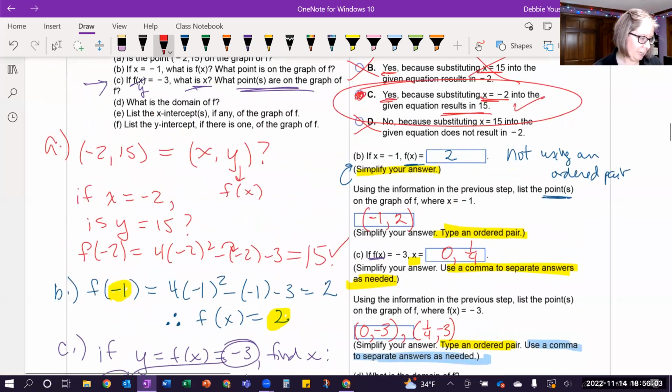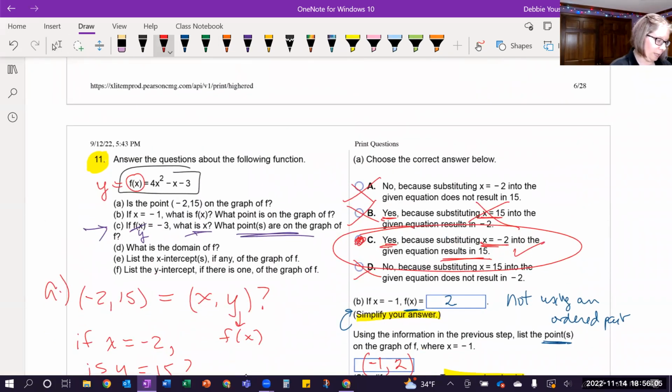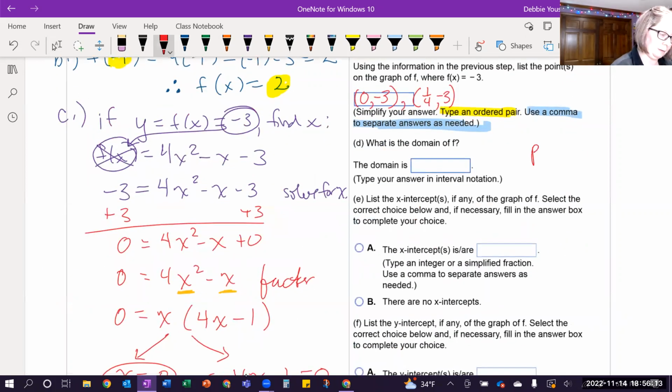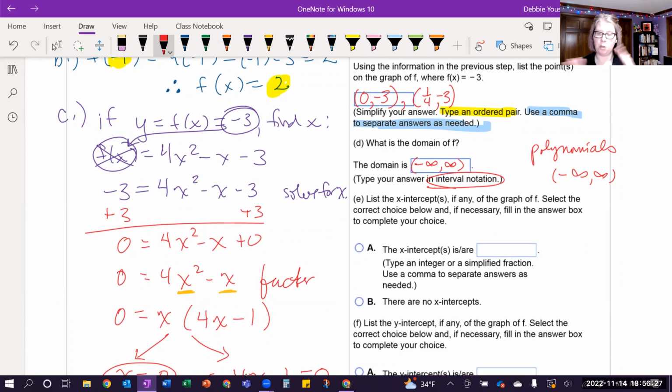Then in D, it says, what is the domain of the function? So this is a polynomial. For polynomials, it's always all real numbers. Notice it says interval notation, so -infinity to infinity. So because it's a polynomial, there's no restrictions, okay?